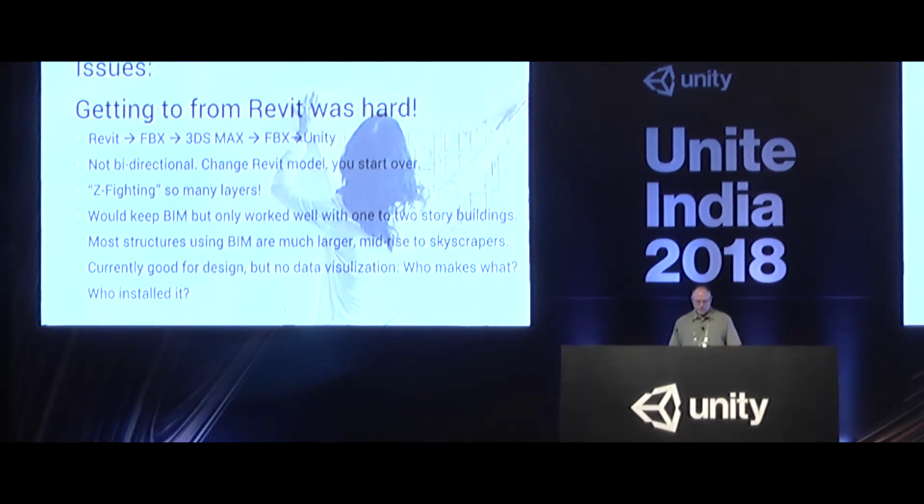BIM works great with 2-story buildings, but most BIM models are mid-rises. You're not going to use Revit to build a bedroom. You're going to use it to build a big project. And so it's good for design, but not for visualization. You don't know who installed it. You don't know who made it. With BIM, you know the name. You can put the name of the contractor who installed that device, so that if something changes, you can always go back to them. All that stuff is preserved in the BIM database.